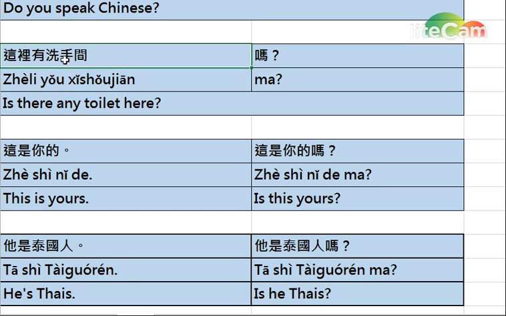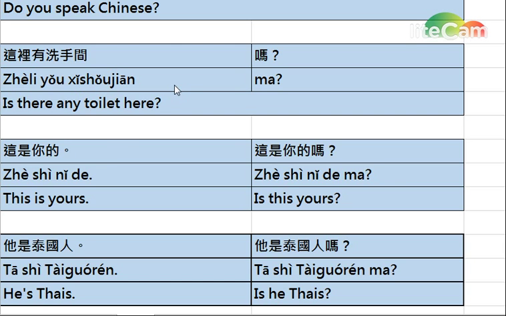If you want to change the plain statement to ask the question, is there any toilet here? We just add the particle ma at the end of the plain statement. So the yes-no question can be 这里有洗手间吗？ By comparing the plain statement and the yes-no question, you can see that it is simply adding the particle ma at the end. They can become yes-no questions.